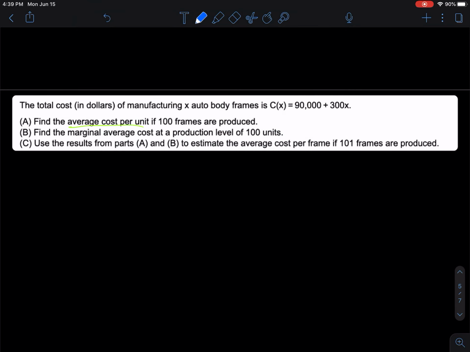We're given the total cost function, which is 90,000 plus 300x, the total cost of manufacturing x auto body frames. In part A, we want to find the average cost per unit if 100 frames are being produced. Okay, so that's what we have to find.